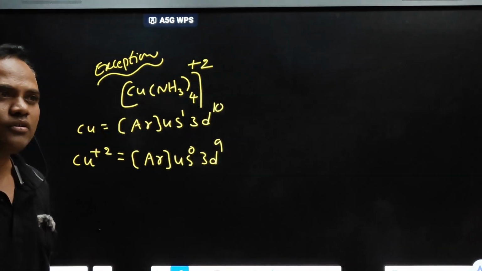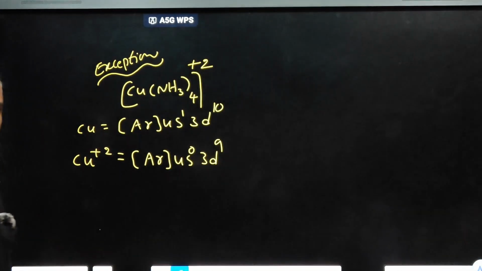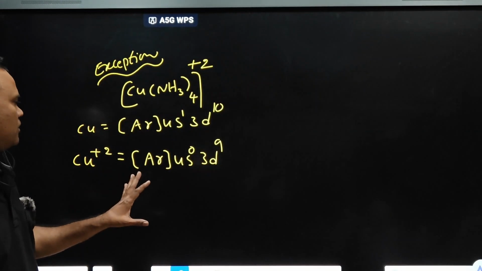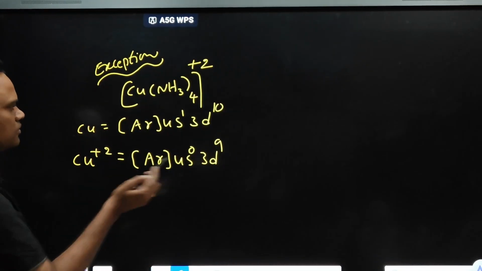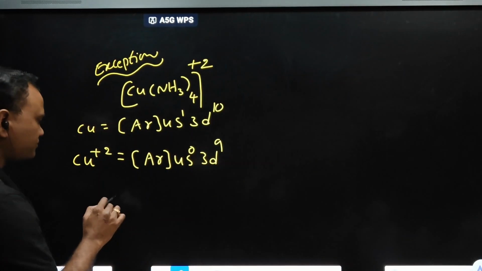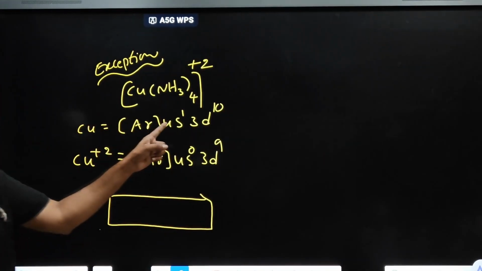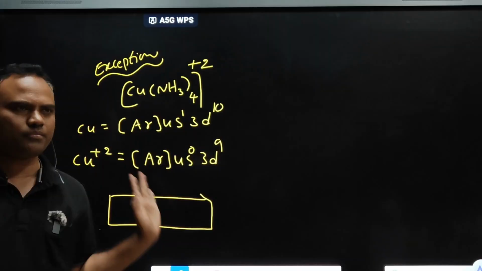Chromium 4s1 3d5, exceptional case. Chromium and copper are exceptional. Okay. Right, d and swapping. We have to remove 2 electrons, right? One from the s orbital and one from d.